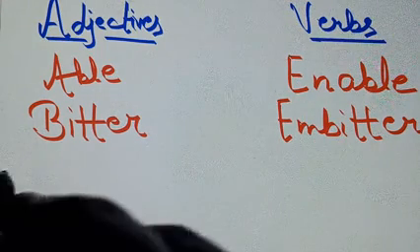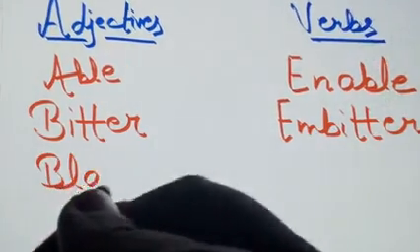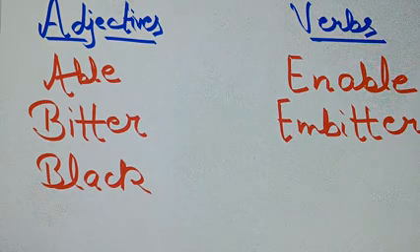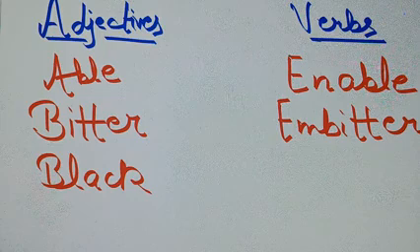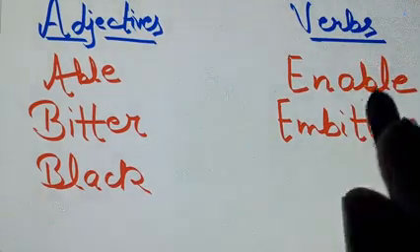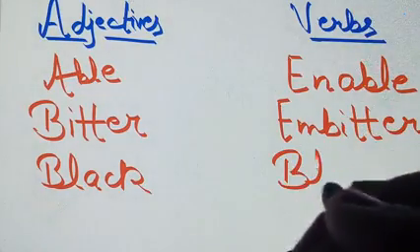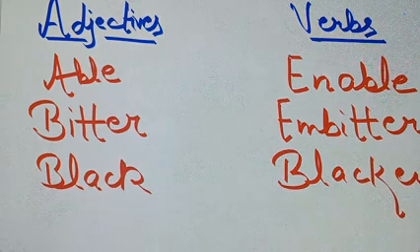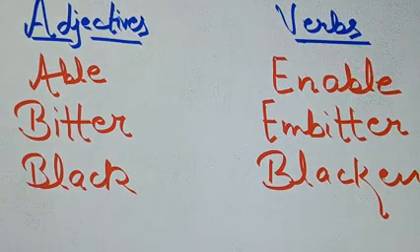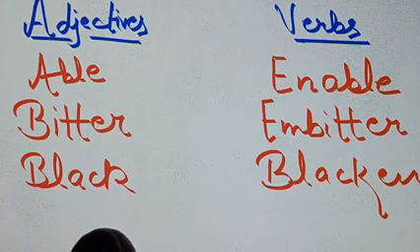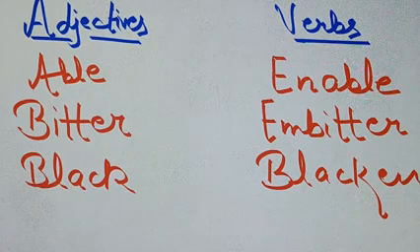Next one is black. Definitely, names of colors are used to describe some person, some things, clothes, many things. But what is the verb form of this? It will be blacken. His negative behavior blackened my thoughts. Here I am using the adjective black as a verb.